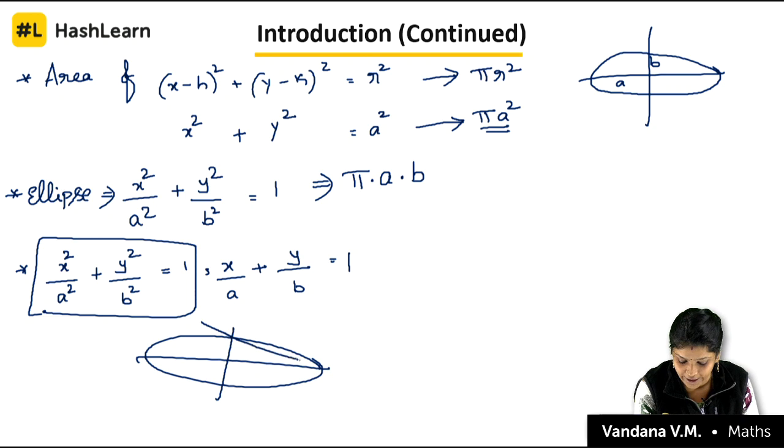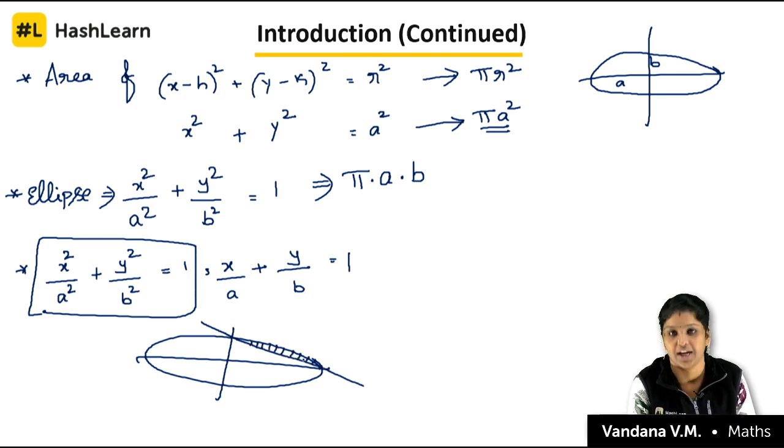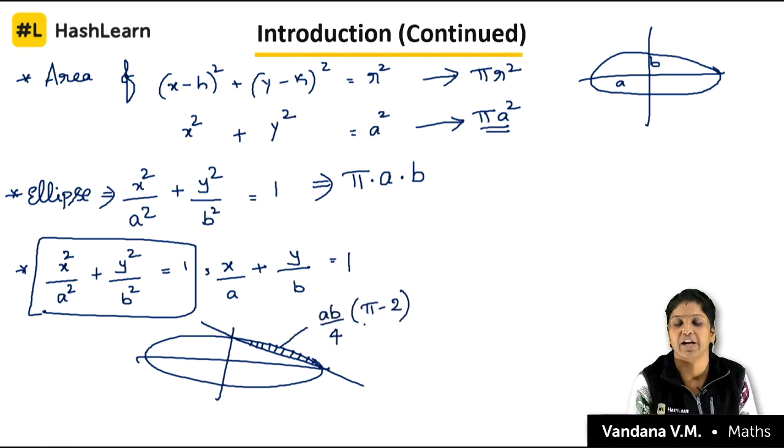And this is the line equation. If I want the smaller region like this, what is the formula to find out? AB by 4 into pi minus 2. Every day you have to revise, otherwise you cannot remember. The shortcuts are not so easy.